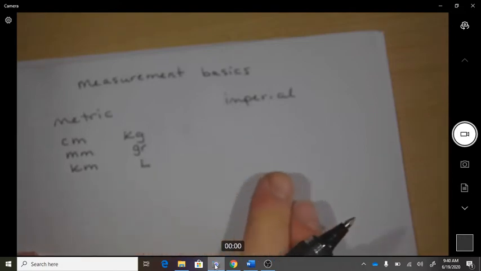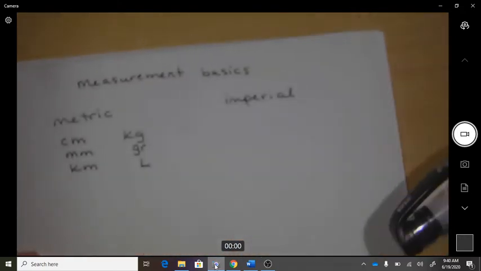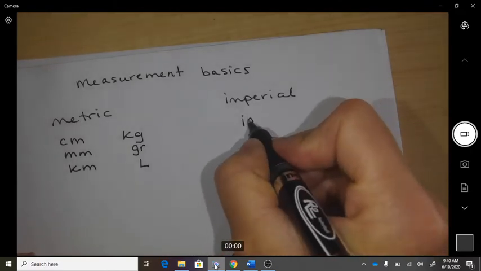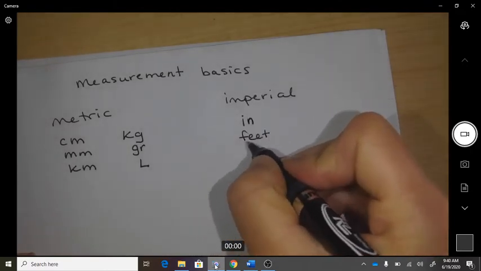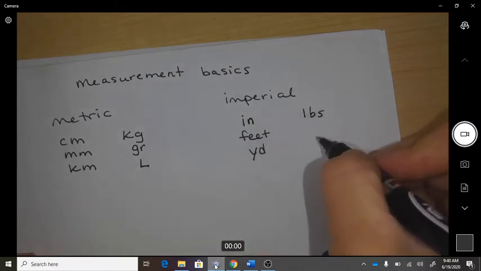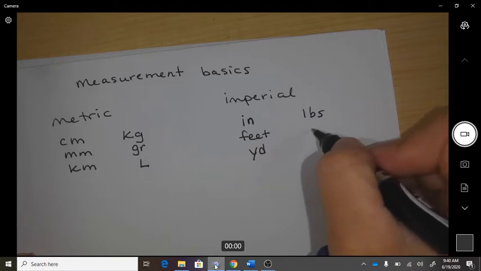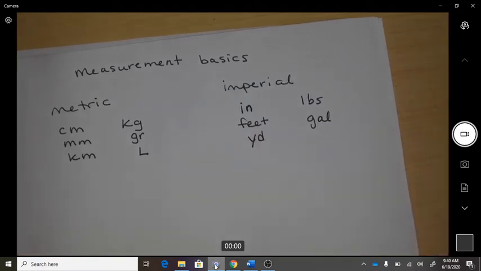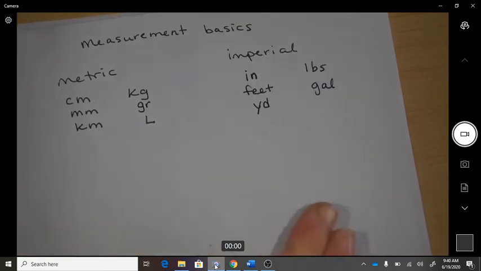And in imperial, we would have things like inches, feet, yards. In weight, we would talk about pounds, gallons if we wanted to talk about some volume. Okay, so those are differences in systems of measurement.